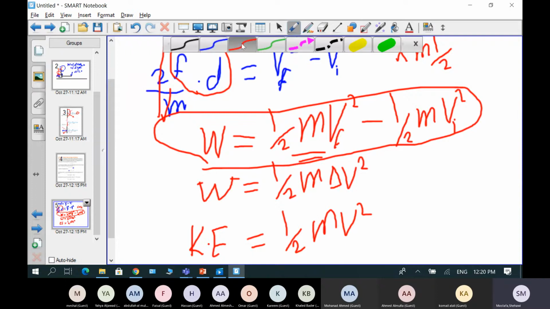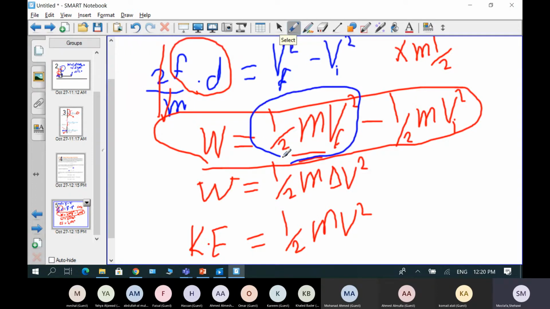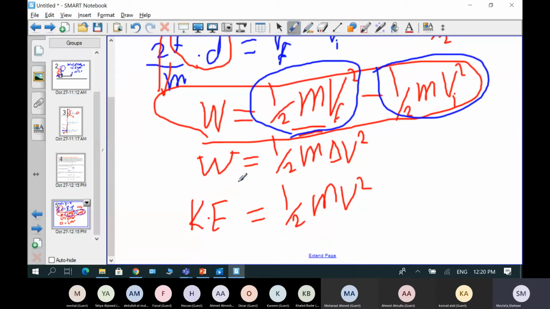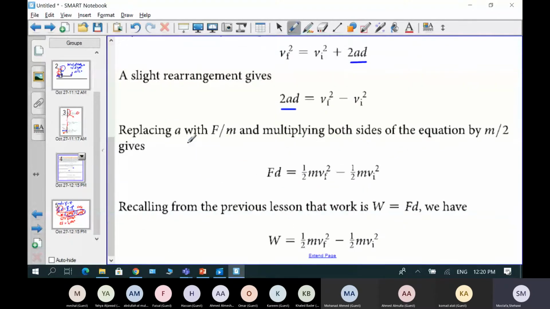Again, that one is final kinetic energy. We know kinetic energy equals half m v squared. And this one is equal to initial kinetic energy. So we could say that work equals KE final minus KE initial, or work equals the change in the kinetic energy. So if we come back here, replacing a with this one, we have this one. So work will equal what?